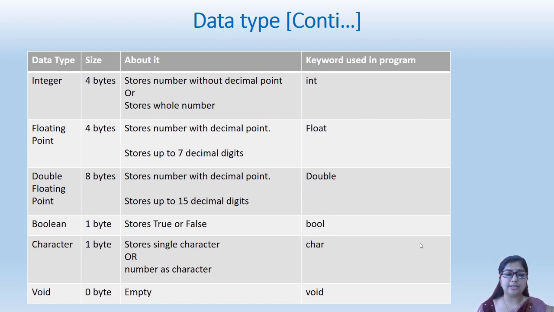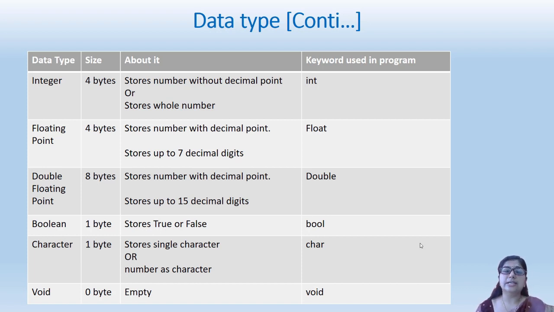Next is floating point. Again, it occupies 4 bytes. The keyword of float is float. It stores a number with a decimal point. Next is double floating point. It occupies 8 bytes. The keyword of it is double. It stores a number with a decimal point but up to 15 digits.